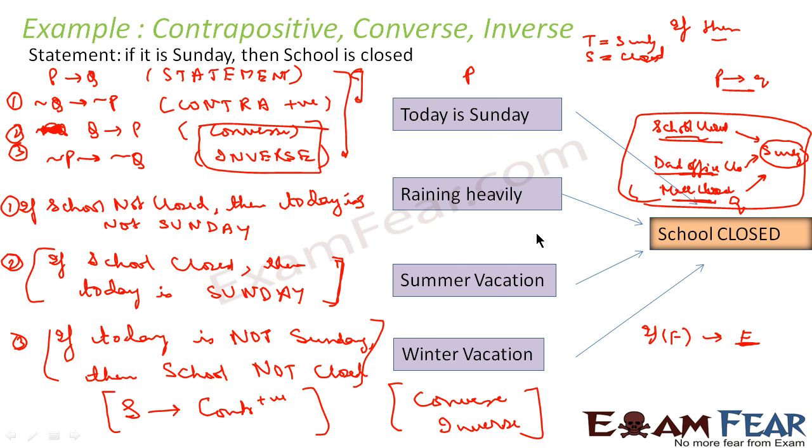Hope this is clear. What I wanted to prove is that the statement and contrapositive are the same, converse and inverse are the same, but the contrapositive and converse are not the same. So that means these two are different. This graph represents the statement and contrapositive, and this graph represents the converse and inverse.